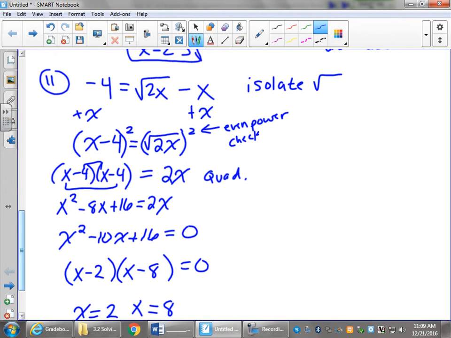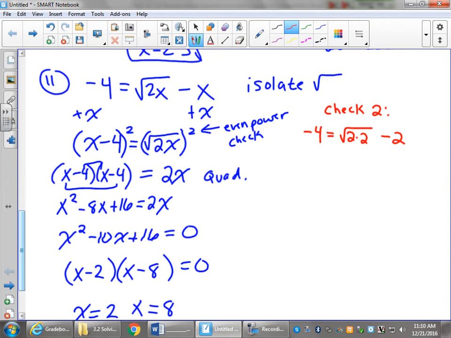Now we got two answers. We have to check both of our answers. Okay. So I'm going to show the work up here. Let's go ahead and check the positive 2 first. So we're subbing positive 2 into the original problem. Negative 4 equals the square root of 2 times 2 minus 2. You're subbing the 2 in for both x's.